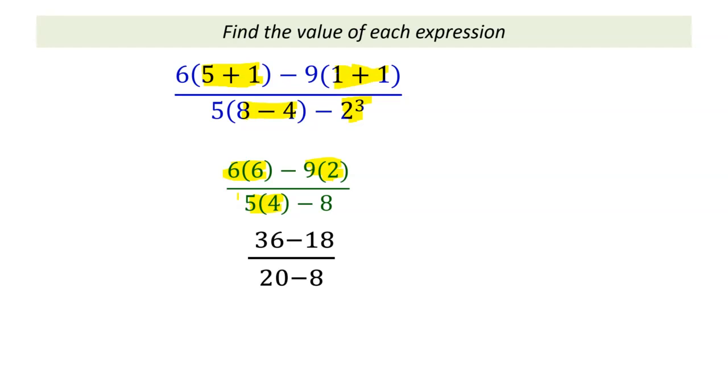Now on to the last step. I'm just going to subtract on the top and subtract on the bottom. That's going to give me 18 over 12. 18 over 12 you must reduce by dividing both by 6. So the final answer has to be in the lowest terms, which will be 3 over 2.